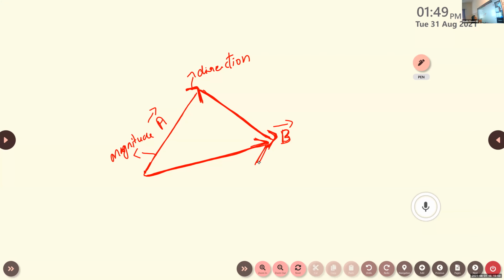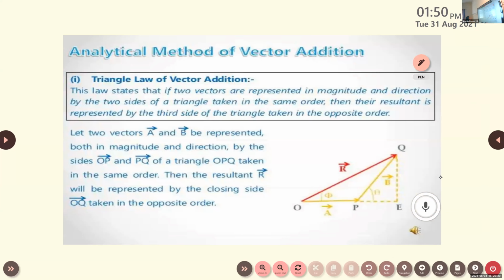It does not follow the tail to head arrangement. If it followed the tail to head arrangement, the tail of the resultant vector would start from here and the head would come here. But instead of that, the resultant vector is taken in the opposite order. That is what the triangle law states. The law states that if two vectors are represented in magnitude and direction by the two sides of a triangle taken in the same order, here we can say they are in the same order.